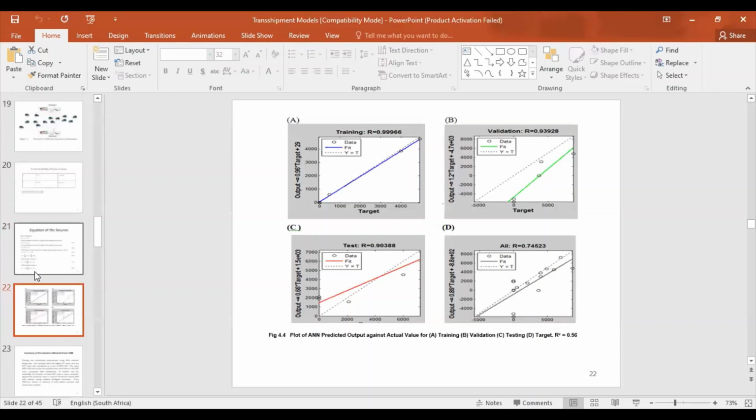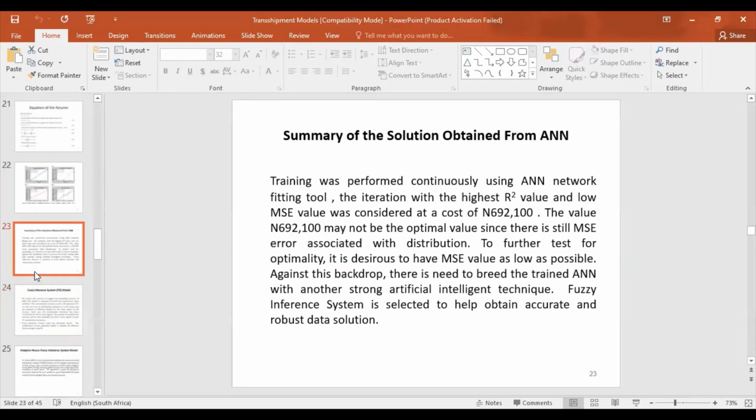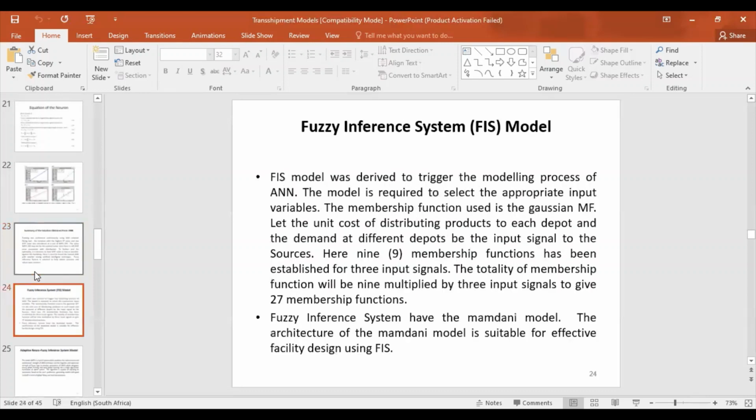So this was done, the first trial was done using the neural network, and it is revealed here that for the training, we obtained an R value of 0.996, the validation about 2.93, and the test result about 0.90388, and the overall is about 0.47, which shows a fair prediction of the model. And the summary of the ANN presented shows good results. But it became necessary to test other models apart from ANN. Cost has been reduced significantly using the ANN model, but it is important to also demonstrate the strength of the adaptive neural fuzzy inference system.